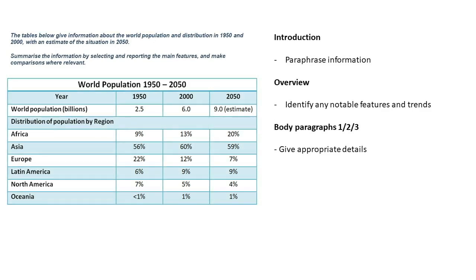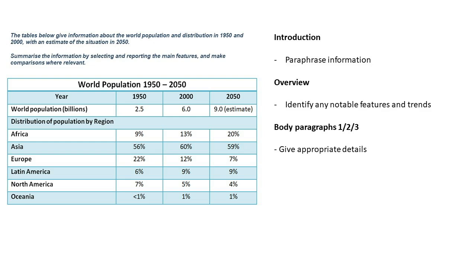Tables I find quite difficult sometimes because when it comes to the overview, sometimes it's very hard to see and decide what is a main feature and what isn't a main feature. In this particular case, I think we've got a good example because there are several noticeable features here.